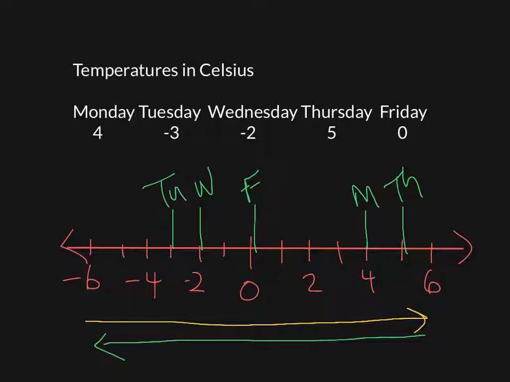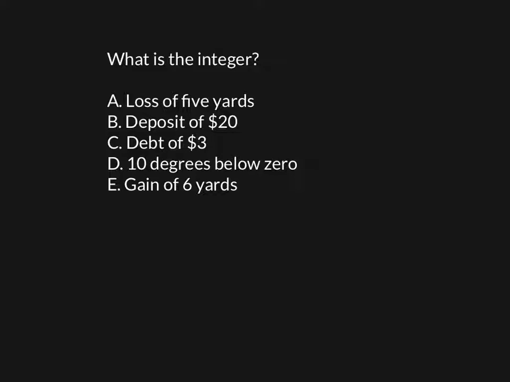So now all that stuff here, I could then clearly identify the coldest day is going to be the one furthest on the left, which is Tuesday. The warmest day is going to be the one furthest on the right, which is Thursday. So now we're just going to look at these quickly and try and figure out what would be the integer that we would use for these.